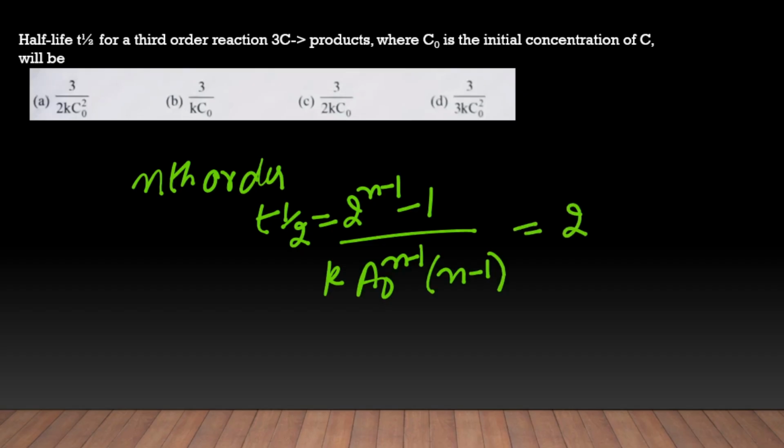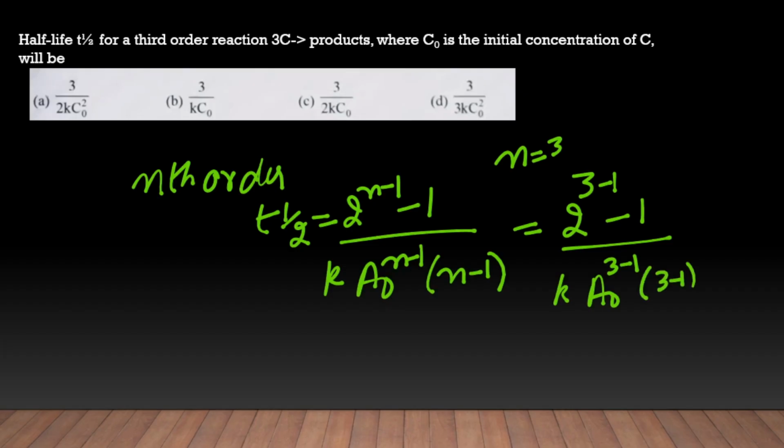That is going to be equal to 2 raised to, now n value here is 3, so substitute that: 2 to the power of 3 minus 1, minus 1, upon k into A naught raised to the power of 3 minus 1, into 3 minus 1. This is equal to 2 to the power of 2 minus 1 upon 2k A naught square.